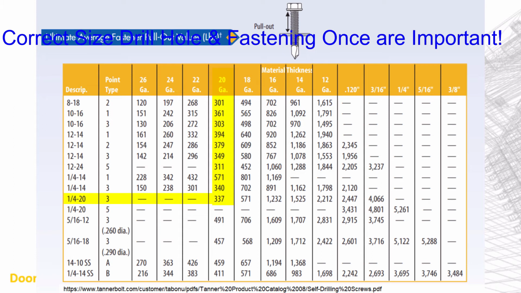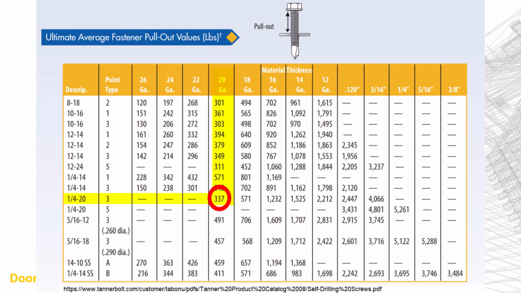As an example, we know 50 pounds per foot times a leverage factor of 4 gives us a 200 pound per foot requirement. That's from the building code. 1/4 20 screws, number 3 drill point into a 20 gauge stud. That gives us 337 pounds per screw pull out strength.